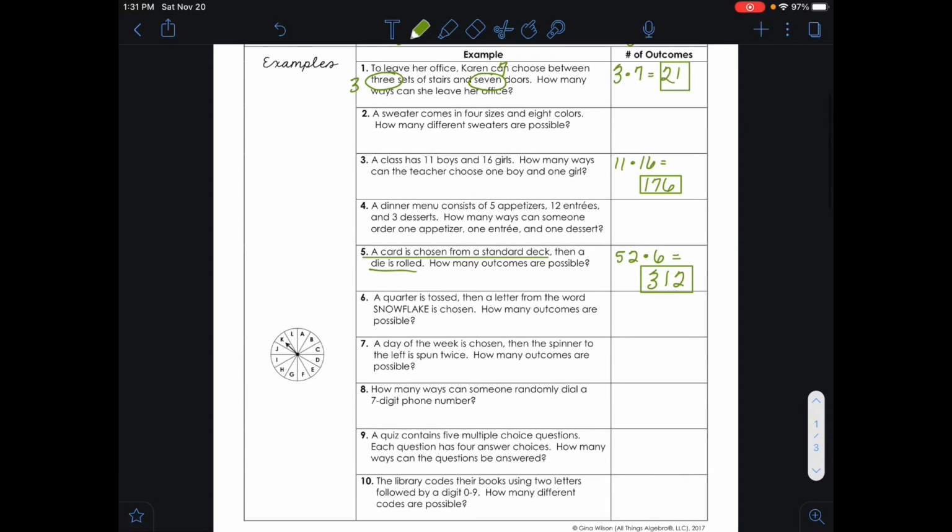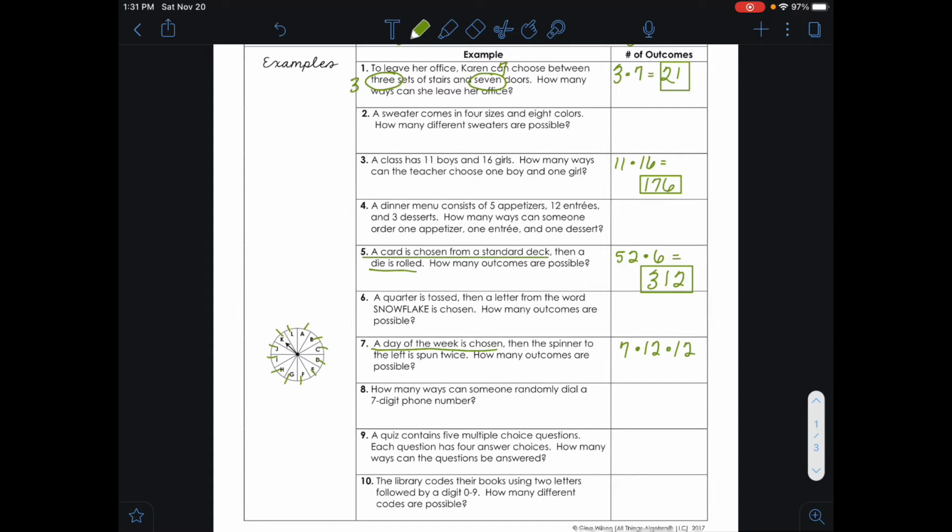All right, number 7, a day of the week is chosen. So a day of the week, there are 7 days in a week. And then a spinner to the left is spun twice. So this spinner to the left has 12 spots. If you counted all of these up, then you would get 12. So that would be times 12, and it's spun twice. So we do another 12.